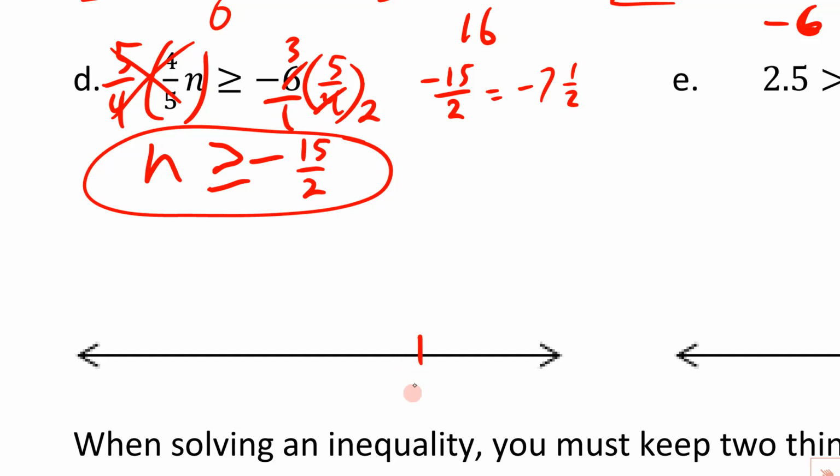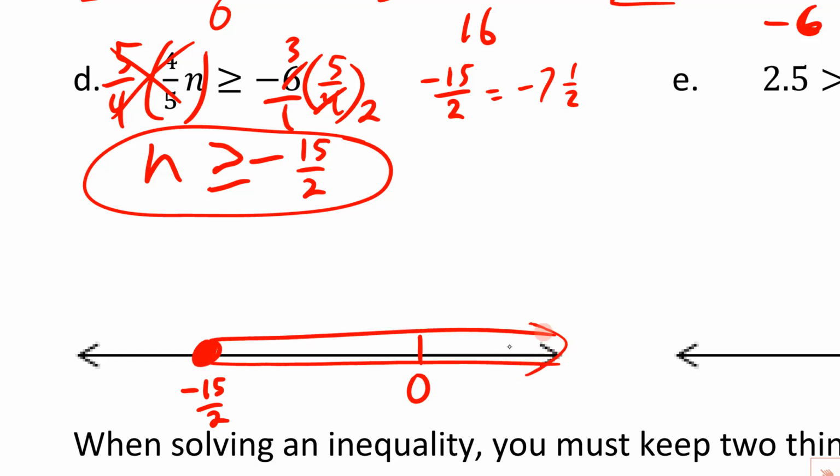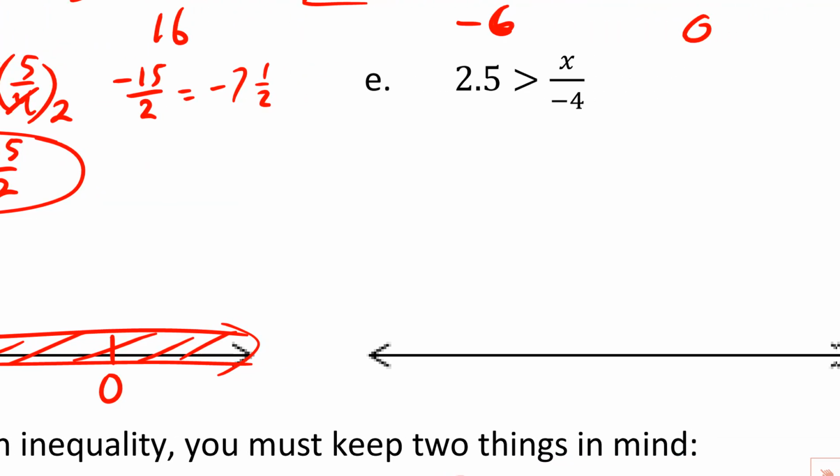So I'm going to put a 0 here. I'm going to circle this and I'm going to label that with the improper fraction there, that reduced improper fraction. We're going to figure out whether we're going to close it in or leave it open. It's got the equal sign, so it could be equal to that, so we're going to close it in. And then again, we're going to read from the variable. N is on the bigger side. It's on the greater side of negative 15/2, so we're going to shade this direction right here. Okay. All right, so we got that one. Let's take a look at the next one.